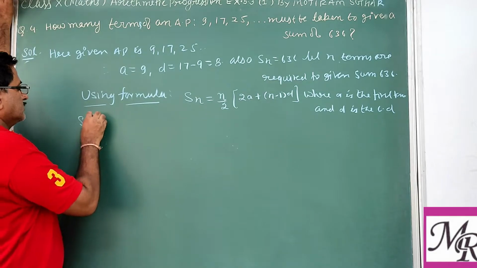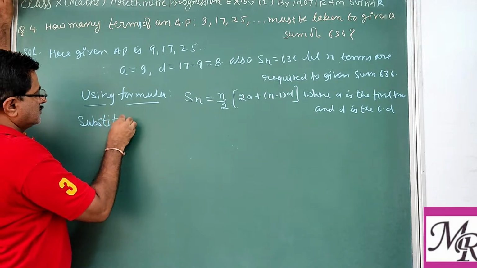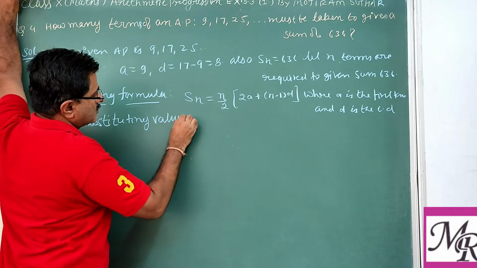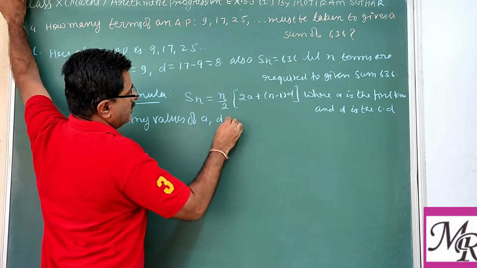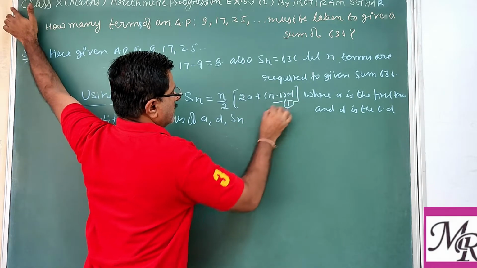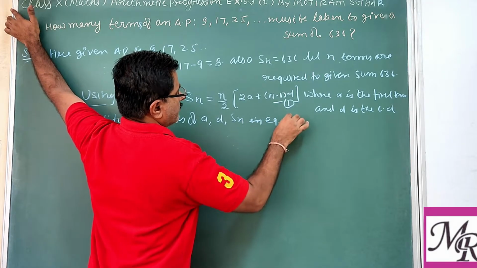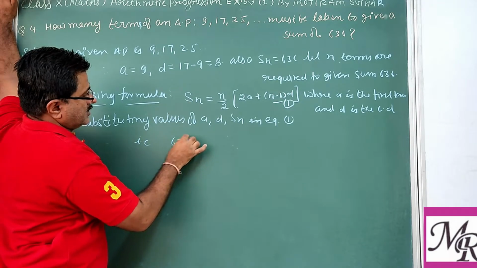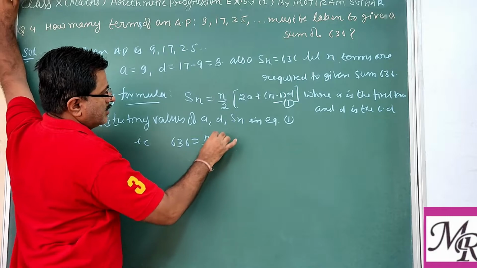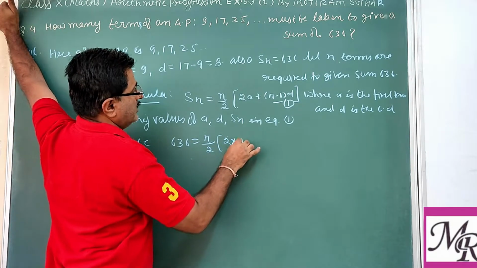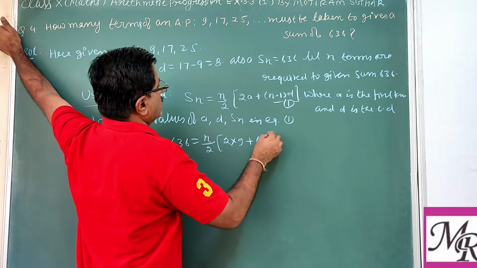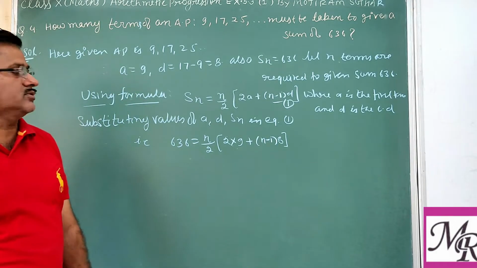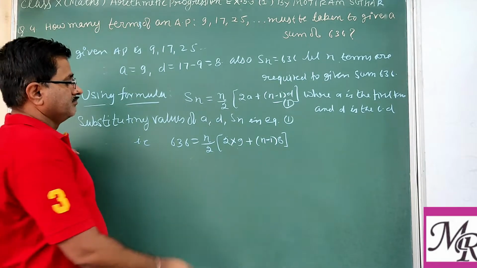So substituting the values of a, d, Sn in equation 1. This is our equation 1. That is Sn is 636, and we want to find n, with 2 into a, which is 9, plus n minus 1 into d. D is 8. So all the values are substituted here and then we simplify.